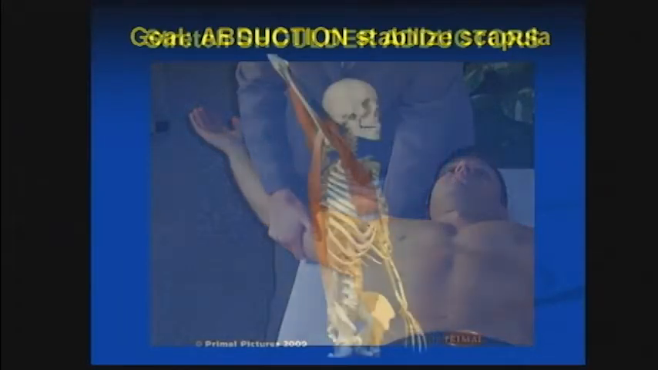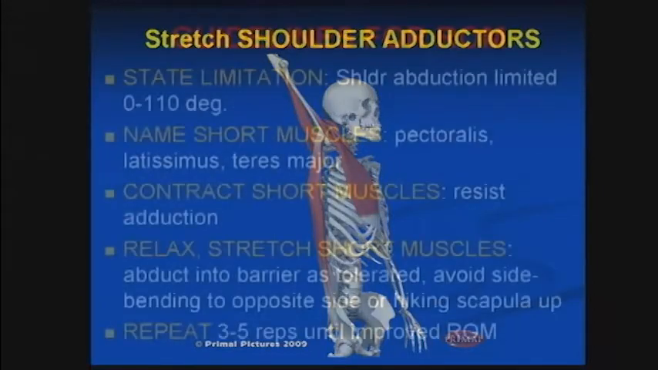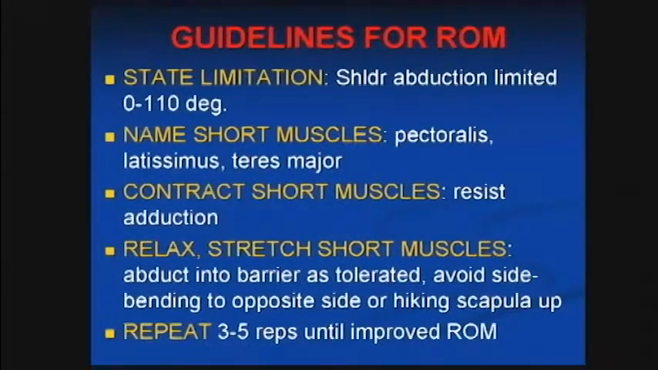You can't abduct. Can't bring your arm up sideways like a jumping jack motion. What's short and tight? Pecs, lats, long head of the tricep, teres major. Again, some of the same muscles. Shoulder adductors. Go through the same guidelines. State the limitation. What motion is limited? How much? What muscles are short and tight? What are you going to contract? The short and tight ones. Lightly, less than 20% of effort. Relax and stretch them.